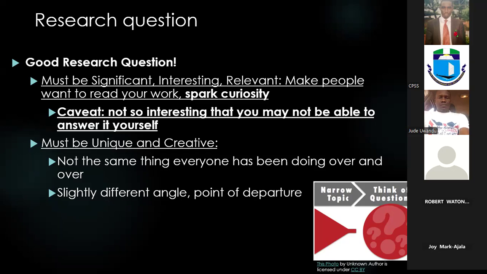Okay? But be careful, don't make it too interesting that you may not be able to do it. That's the challenge. You want to do something interesting, but then it becomes difficult to get the data, to even access the people you need to talk to. Then you are stuck. So it's a balancing act.